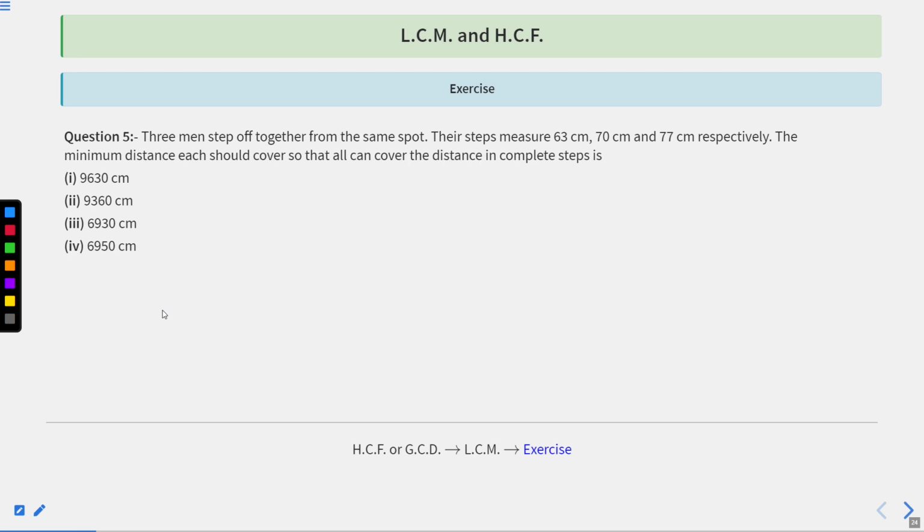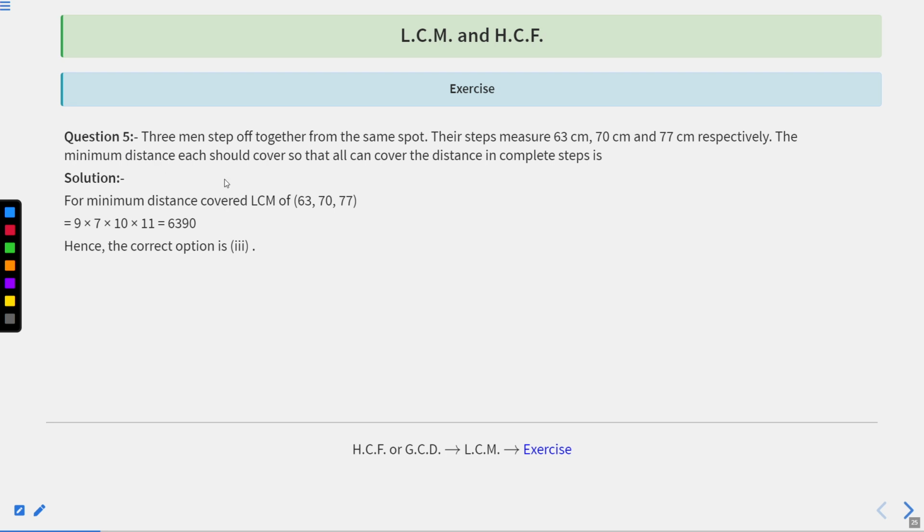So moving on to problem number 5. Three men step off together from the same spot. Their steps measure 63 centimeter, 70 centimeter and 77 centimeter respectively. The minimum distance each should cover so that all can cover the distance in complete steps is.